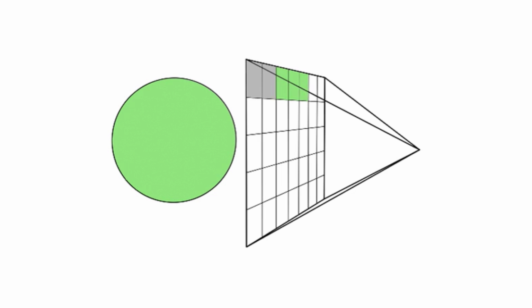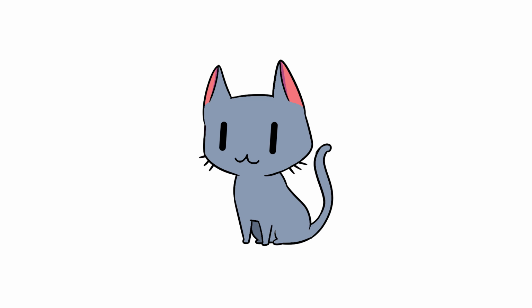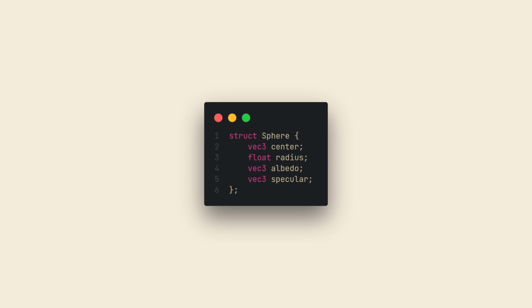If the ray collides with a surface, we'll get the color of the surface and draw it to the screen, and if not, we'll just draw in the background color. To keep things simple and avoid our brain exploding, let's just start out with a sphere.